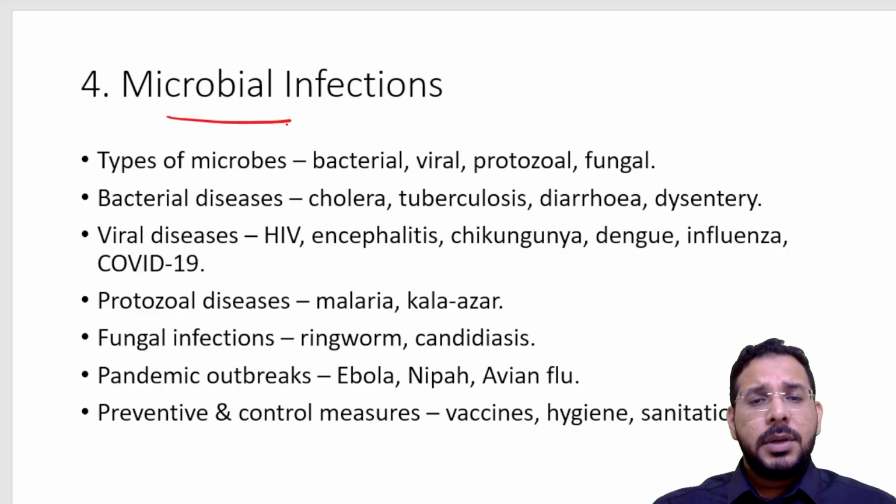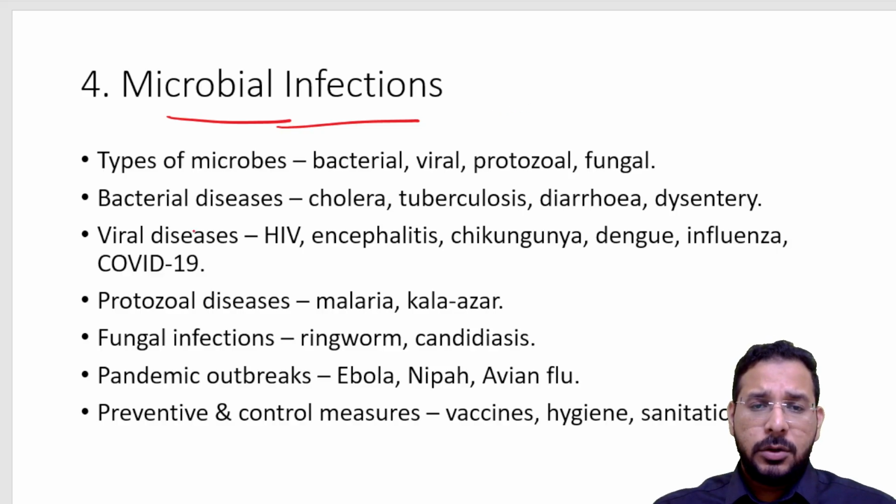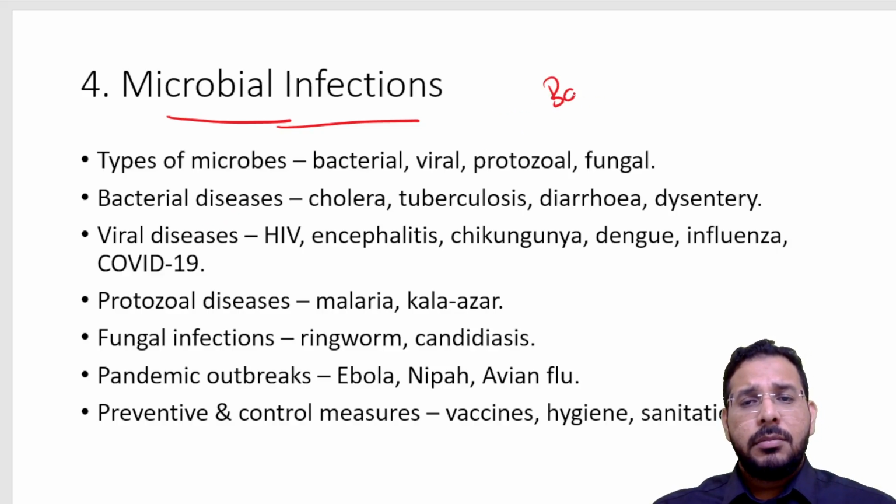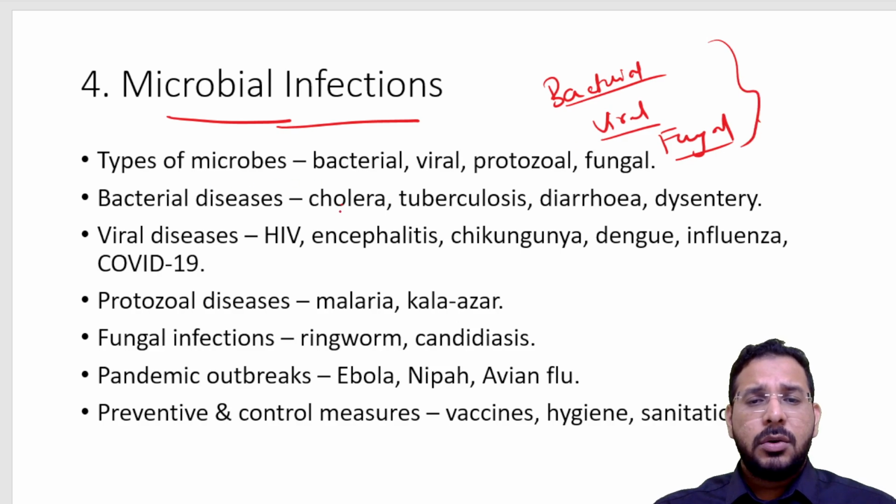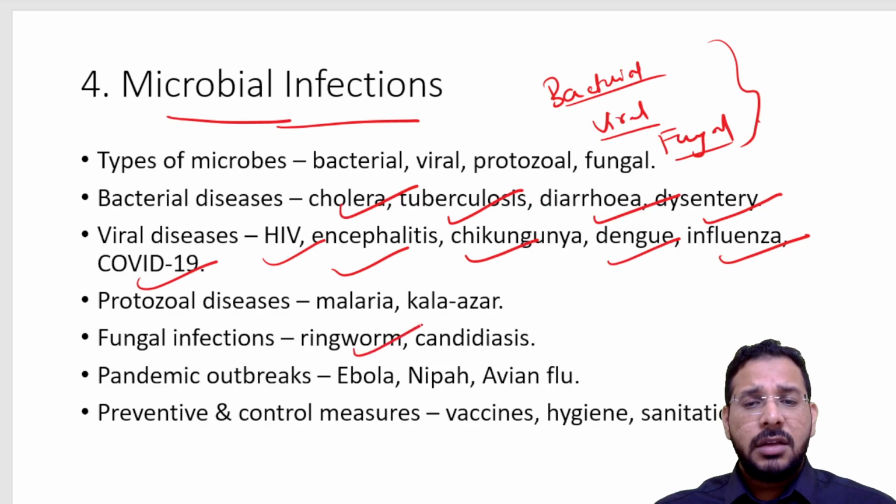Then in case of microbial infections, it is important for both group 1 and group 2. We will study different bacterial diseases, infections. We will study viral infections. We will study fungal infections. So we'll study different infections like cholera, tuberculosis, diarrhea, dysentery, chikungunya, dengue, influenza, encephalitis, HIV, COVID-19. Then protozoan and fungal diseases like ringworm, candidiasis, protozoal diseases like malaria, kala azar, etc. So these are specifically given for group 1.